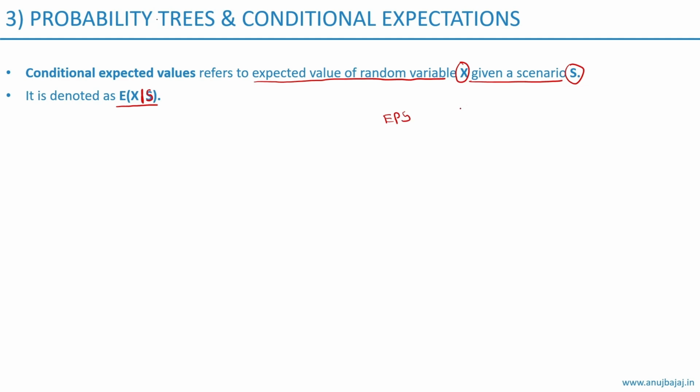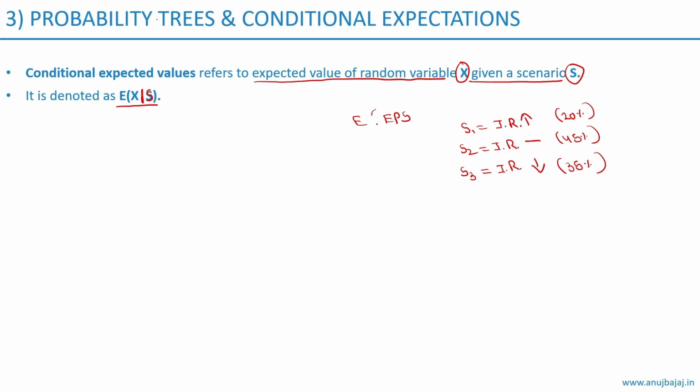Earnings per share are influenced by the interest rate environment in the market. So there are three possible scenarios. The first scenario is that the interest rate might increase. The second scenario is that the interest rate could remain stable. And the third scenario is that the interest rate could decline. So say there is a 20% chance of scenario 1 occurring, a 45% chance of scenario 2 occurring, and a 35% chance of scenario 3 occurring.